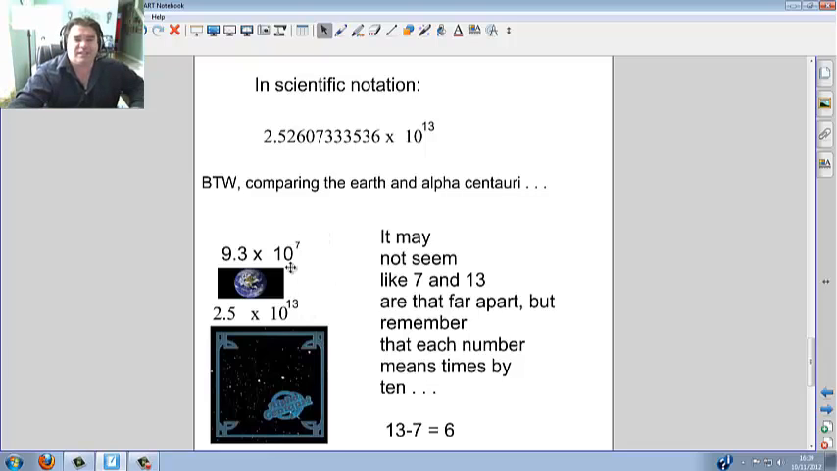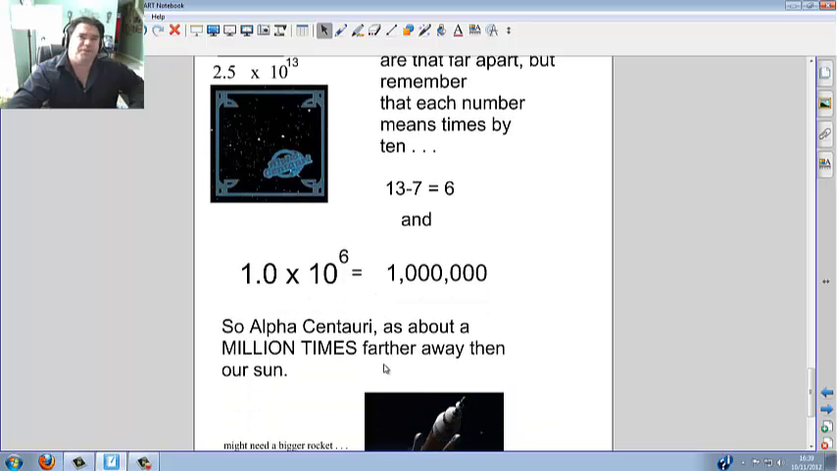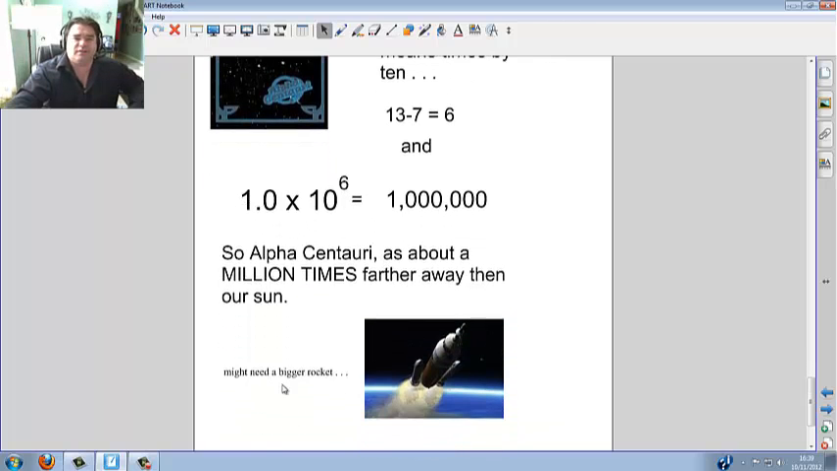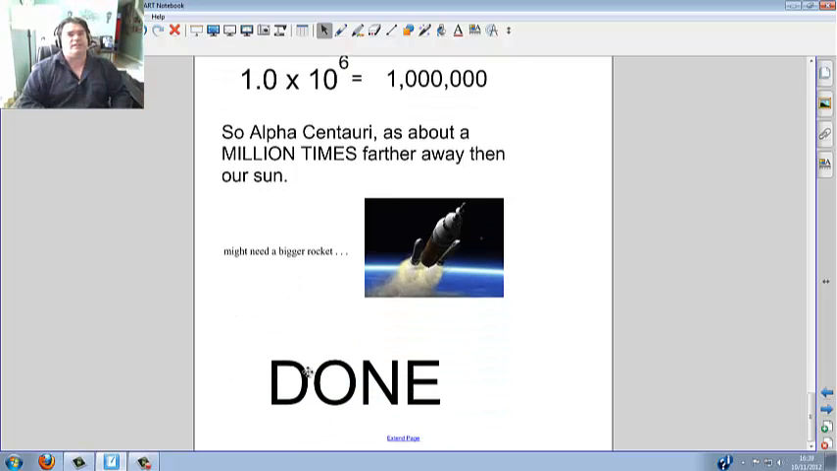So, notice that 7 and 13, there's 6 zeros difference, which simply means that 10 to the 6th power is 6 zeros, a million. So basically, Alpha Centauri is about 1,000,000 times farther away than our Sun. We might need a bigger rocket. That's it. We're done. Thanks again.